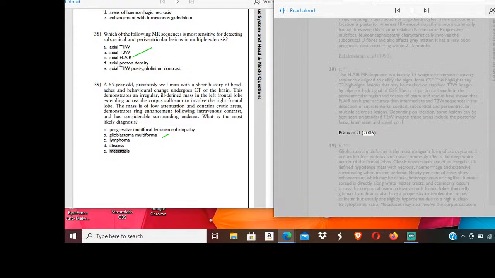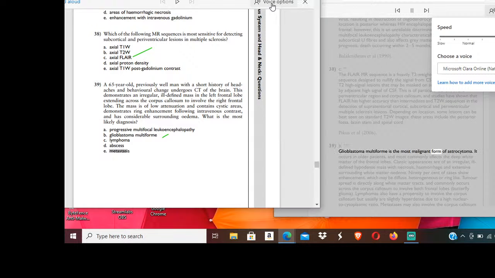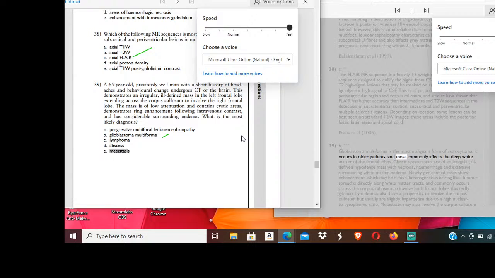2006. 39. B. Glioblastoma multiforme is the most malignant form of astrocytoma. It occurs in older patients and most commonly affects the deep white matter of the frontal lobes. Classic appearances are of an irregular, ill-defined hypodense mass with necrosis, hemorrhage, and extensive surrounding white matter edema. 90% of cases show enhancement, which may be diffuse, heterogeneous, or ring-like.